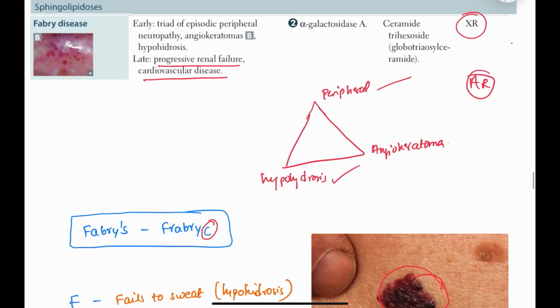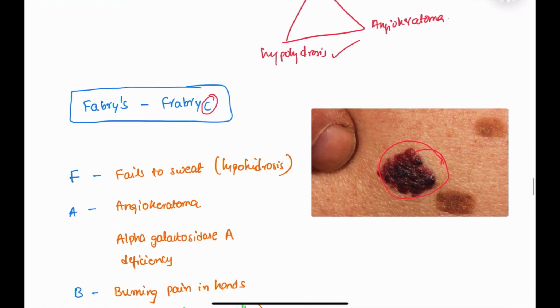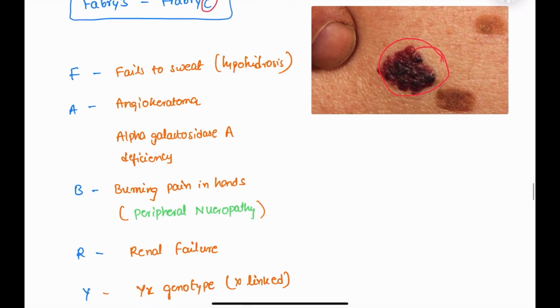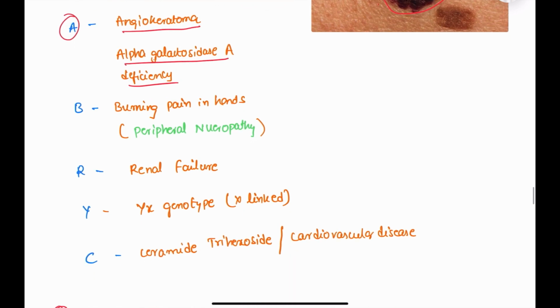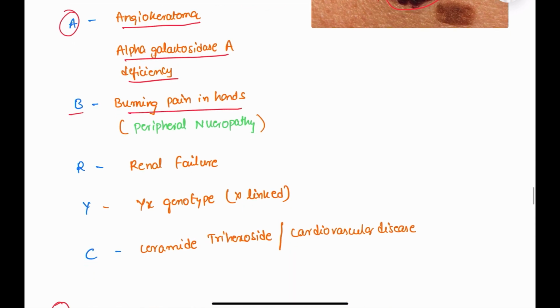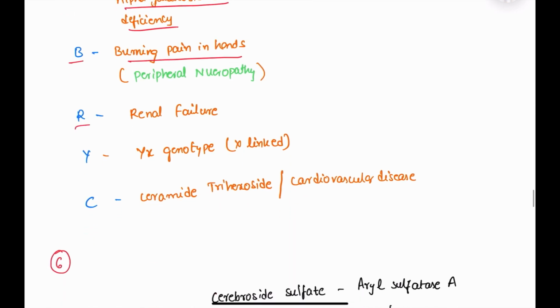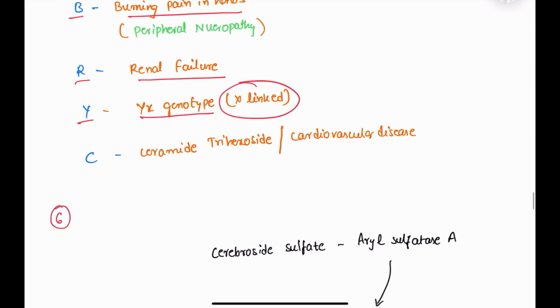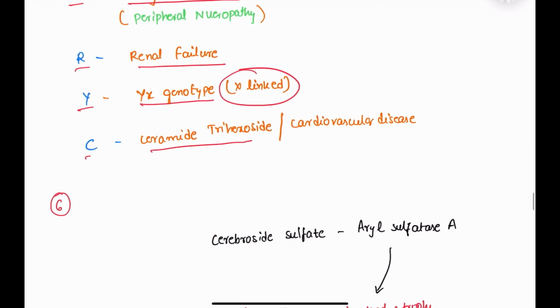Mnemonic to remember Fabry's disease is "Fabry's for Fabry's." Here C is replaced by C. F stands for fails to sweat, that is hypohidrosis. A stands for angiokeratoma and alpha galactosidase A deficiency. P stands for burning pain in hands. R refers to renal failure, and Y means XY genotype, that is X-linked inheritance. C is for ceramide trihexoside and cardiovascular disease.